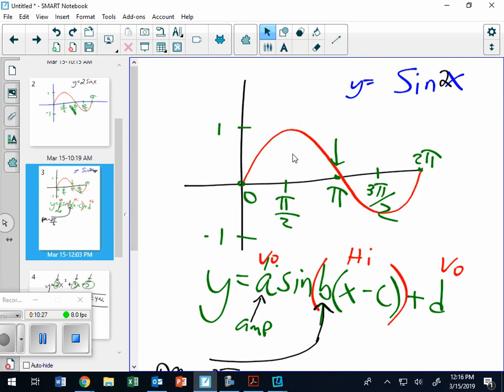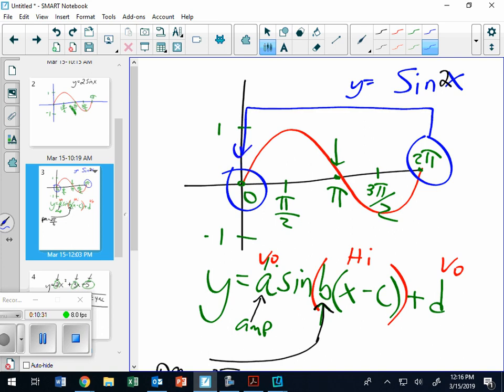In here, from 0 to 2 pi, that distance right there is called 1 period, because the graph starts and ends, and it's ready to start its next cycle. It's going to go up and then down, and then come back to 0, and it keeps going and going. That is called its period, and its period will change if I mess with b.